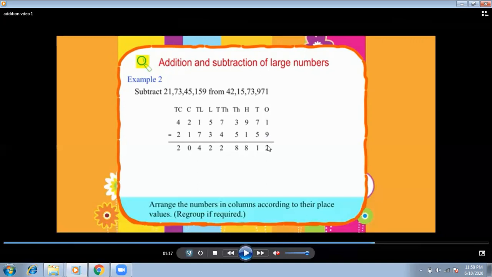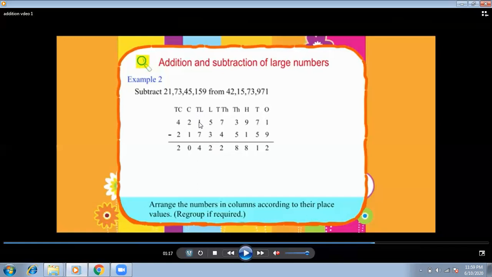11 minus 9 is equal to 2. So 7 gave 1 to 8, so it becomes 6. 6 minus 5, 1. 9 minus 1, 8. Again, not possible to subtract 5 from 3. So 7 gives 1 to 8, so it becomes 13. Now 13 minus 5 is equal to 8. And as 7 is given 1 to it, it becomes 6. 6 minus 4, 2. 5 minus 3, 2.